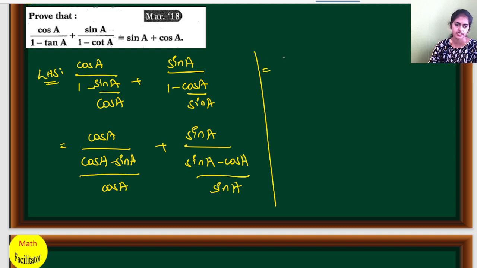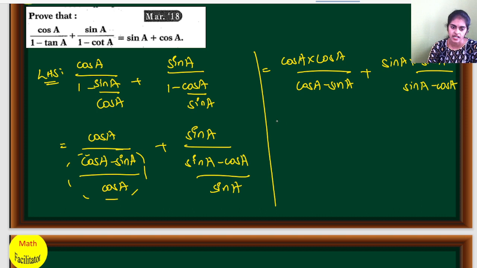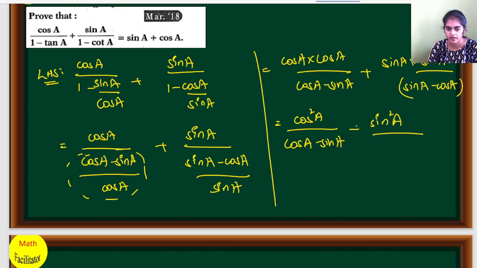Now look at this step here. Cos a into this whole fraction, when it goes up, becomes its reciprocal. So it will be cos a divided by cos a minus sin a plus, similarly the next one also will be reciprocal. So you will have sin a divided by sin a minus cos a. So that is equal to cos a into cos a, which is cos square a, whole divided by cos a minus sin a. And here, from the denominator if I take minus common, it is sin square a in the numerator divided by cos a minus sin a.